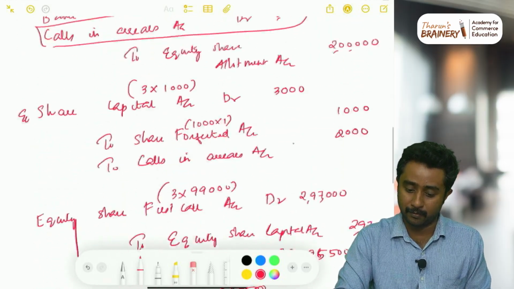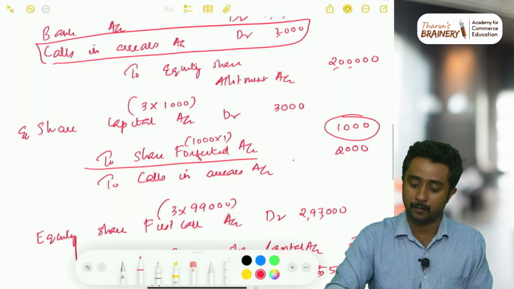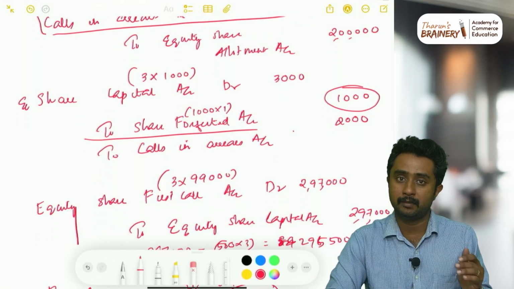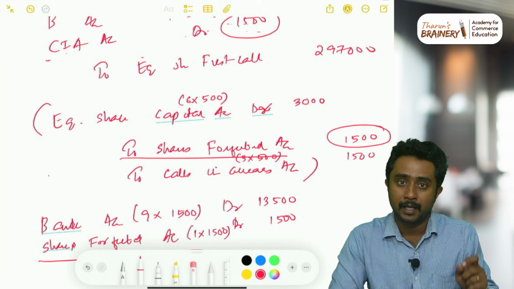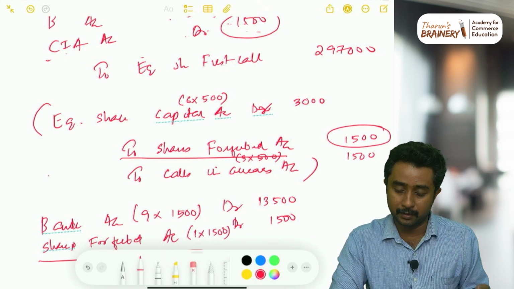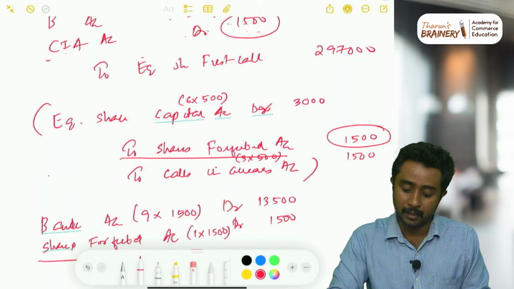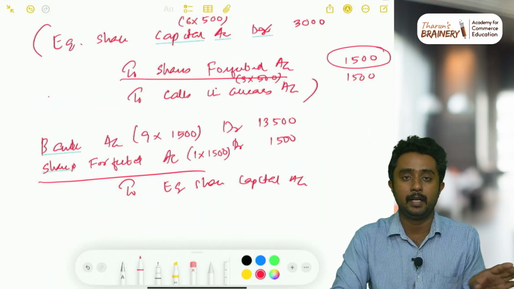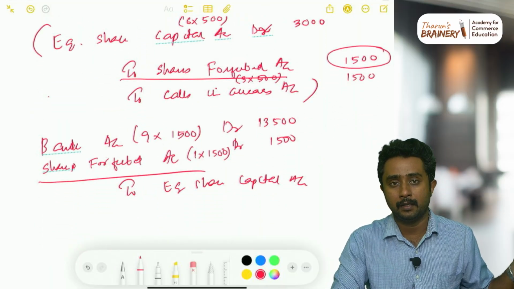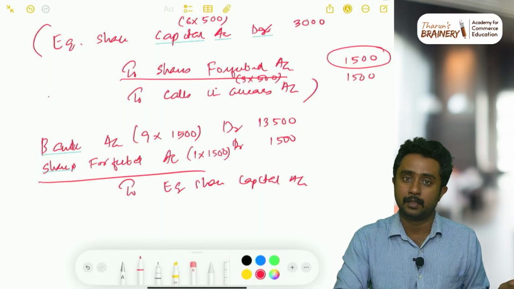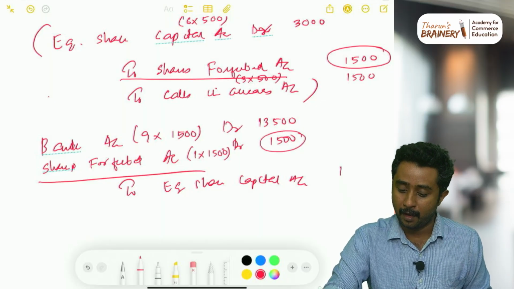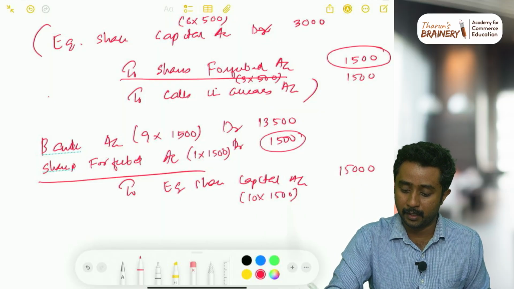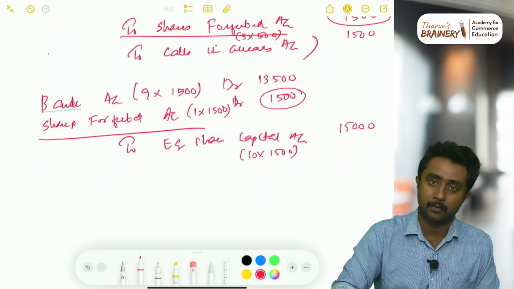Here also one share forfeited is there, here also one share forfeited is there. That means from Ramesh we have collected 1000 rupees and from Suresh we have collected 1500 rupees. Totally we have 2500 with us right now from both Ramesh and Suresh, and when we reissued, we reissued the entire shares which belong to Ramesh and Suresh. So totally out of this 2500 we have used 1500. That is the meaning of this. And in equity share capital we are writing the face value. Face value is 10. The number of reissued shares is 1500, so it will make it 15,000.